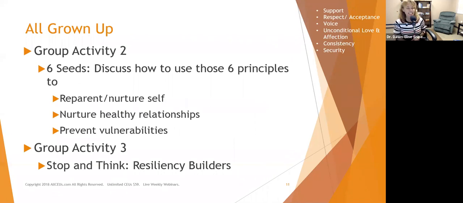The 6 seeds that we just talked about, and they're over here on the right: support, respect, unconditional love, consistency, security, and voice. Discuss how to use those 6 principles to reparent or nurture yourself. Oh, that's a difficult one, because a lot of our clients feel guilty for being happy. They feel guilty for taking care of themselves. There's a lot of guilt, there's also a lot of low self-esteem, so it can be hard to feel like it's okay to reparent or nurture themselves.